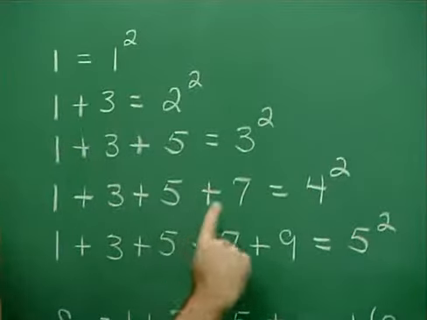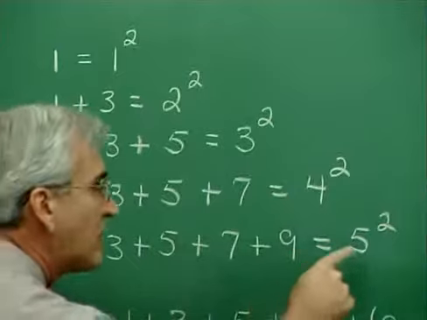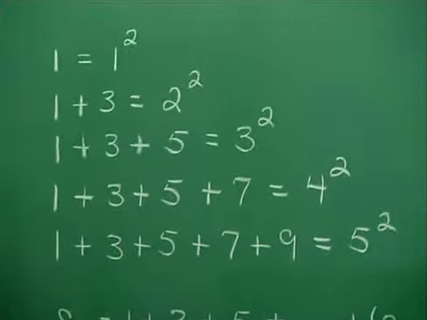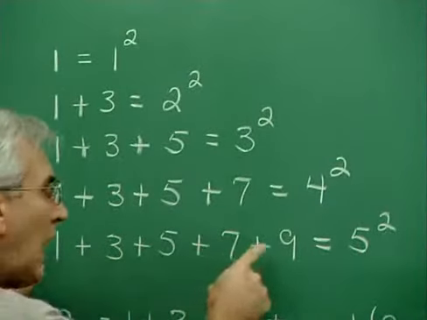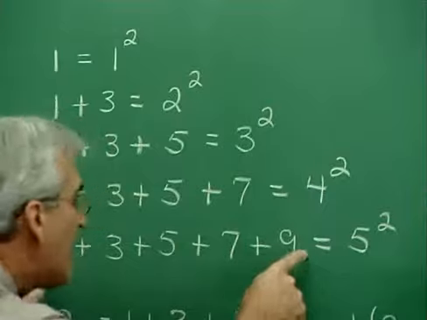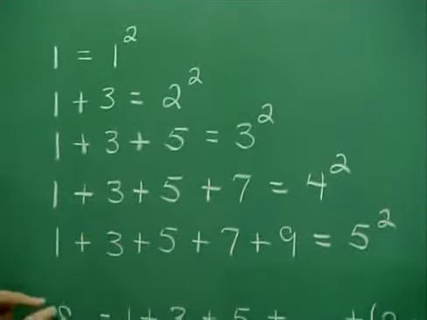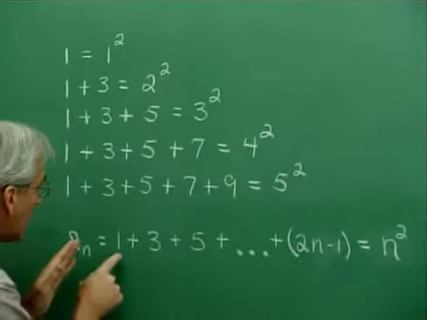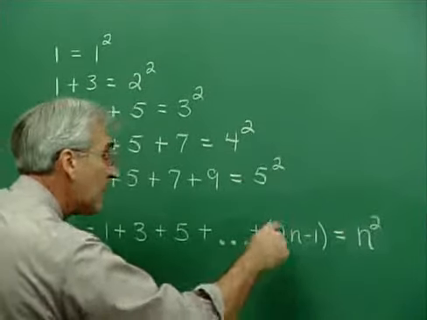Then when we add another item, we're adding the 9, and we get a sum that turns out to be 5 squared. Well, we're wondering then if it's the case that when we add the first n odd integers, that sum is equal to n squared. That is, the sum of the first n odd integers, which can be represented like this, 1 plus 3 plus 5, and so on, through the nth item.